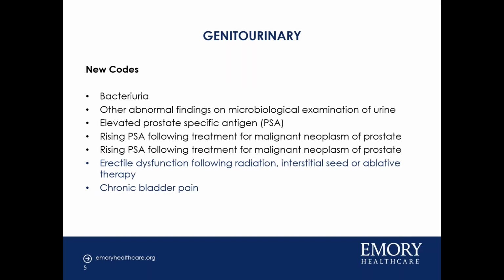Okay, in the genitourinary system, some of the things that you might see are bacteriuria, other abnormal findings on microbiological examination of urine, elevated prostatic-specific antigens, rising PSA following treatment for malignant neoplasm of prostate, erectile dysfunction following radiation, interstitial seed or ablative therapy, and chronic bladder pain.